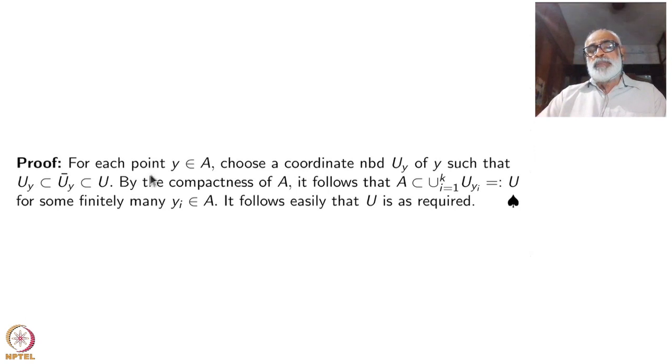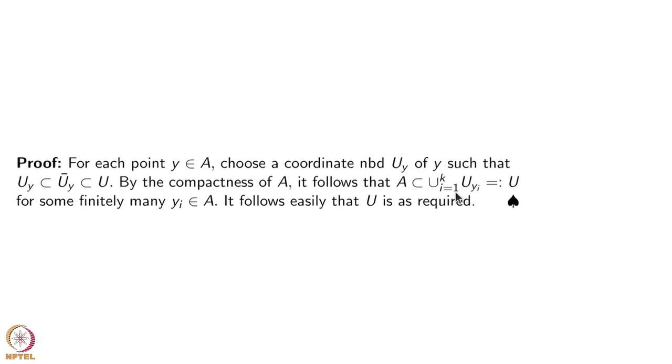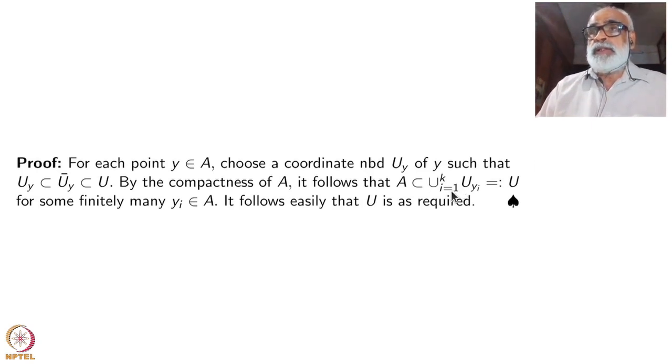This is the proof. For each point y belonging to A, choose a coordinate neighborhood Uy of y such that Uy is contained inside Uy bar, contained inside V. By the compactness of A, it follows that A is contained inside finitely many Uys. So call that U. So this U is a union of finitely many coordinate neighborhoods. Coordinate neighborhoods are homeomorphic to open disks, or the whole of Rn, whatever you want to say. Therefore, all of them are path connected. Why is the union path connected? Because they have A here, which is path connected, contained inside that.